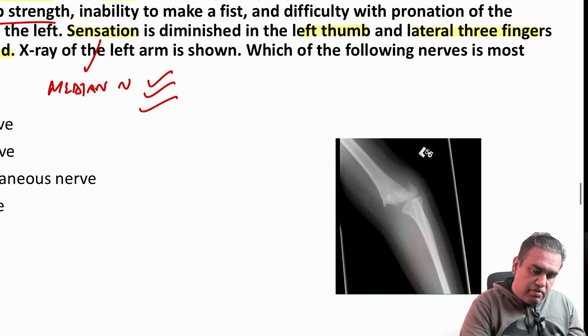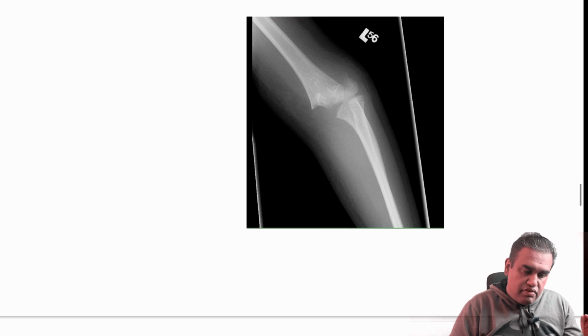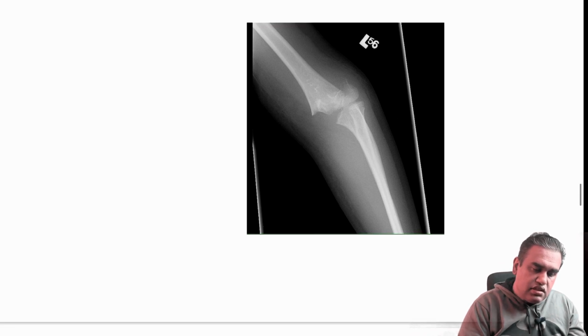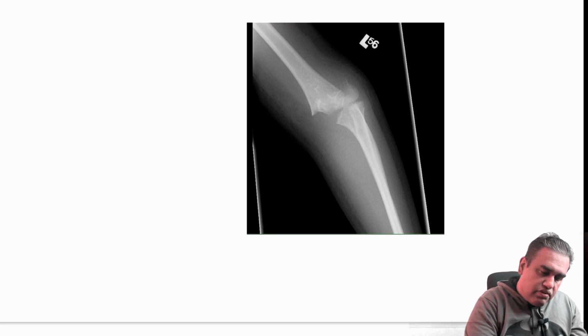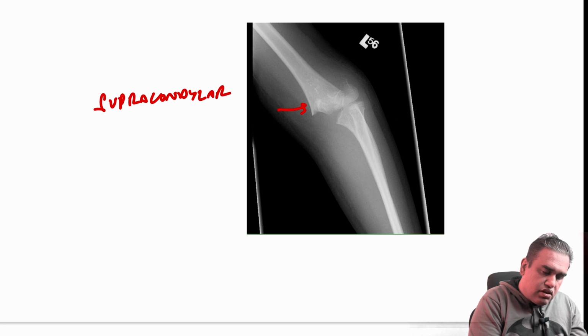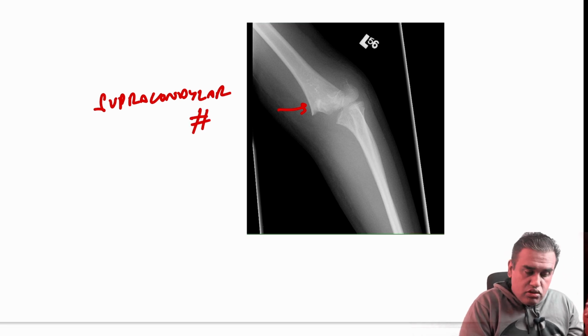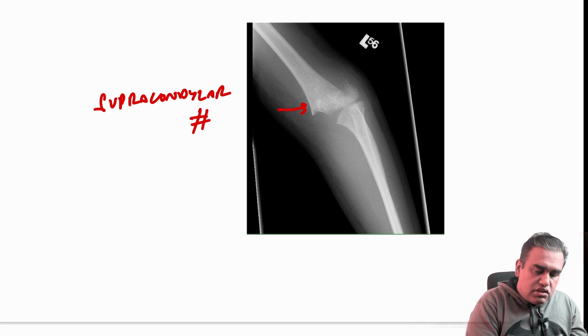Now look at the fracture over here. Fracture ध्यान से देखो. What has happened over here is trying to show us, if you look carefully over here, this is the supracondylar fracture. Look at the age of the patient also. बच्चा है 12 साल का. Supracondylar fracture. The most common nerve injured in supracondylar fracture कौन सी होती है?